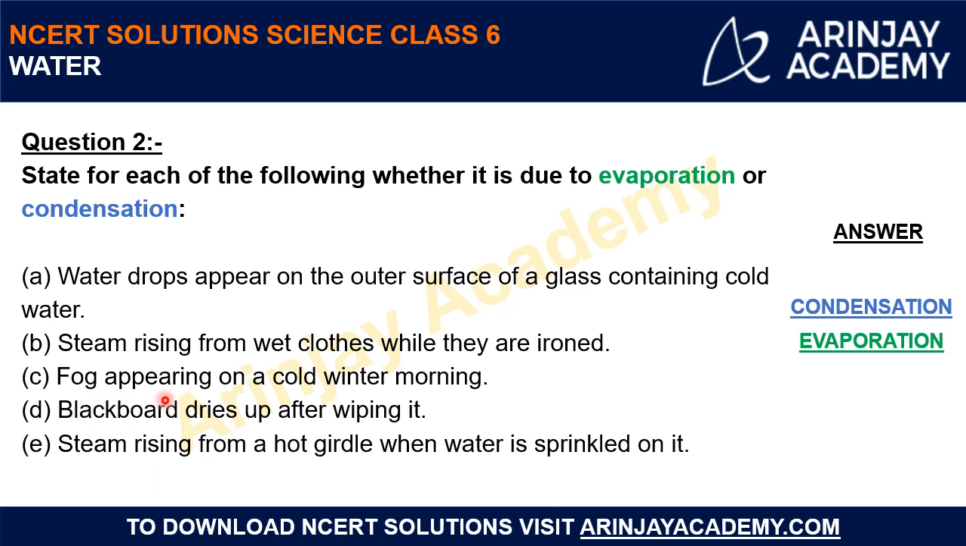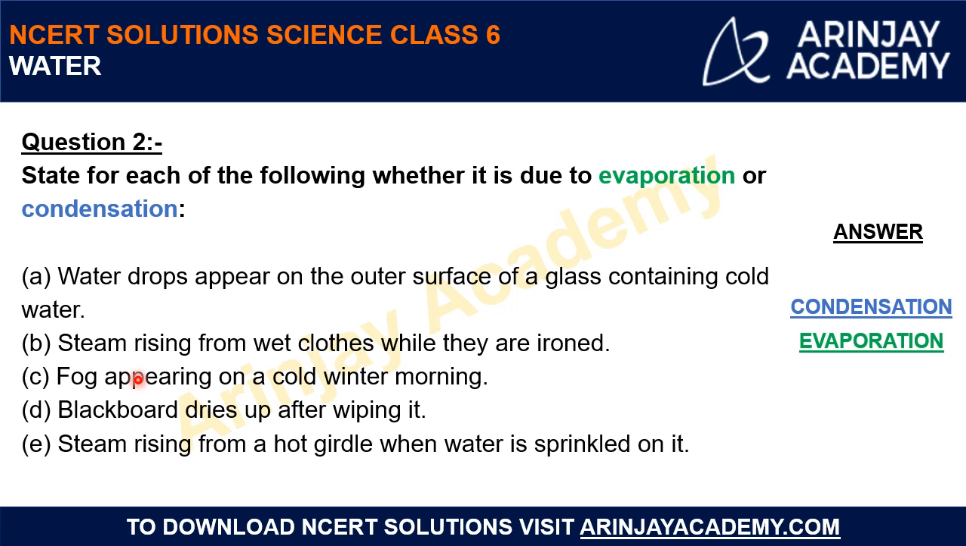The third one is fog appearing on a cold winter morning. You all must have seen fog in the early winter morning. What are they? How are they formed? During the early winter morning, the water vapor in the atmosphere condenses into tiny water droplets, and they are freely suspended all around, which appears as if clouds have come down, whereas they are called low lying clouds as well.